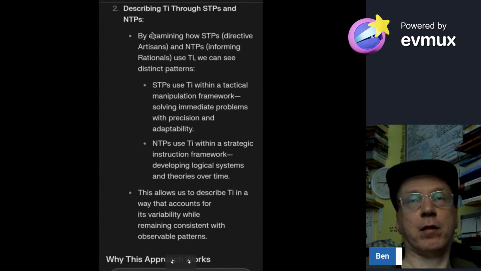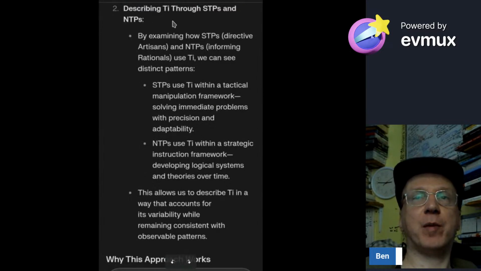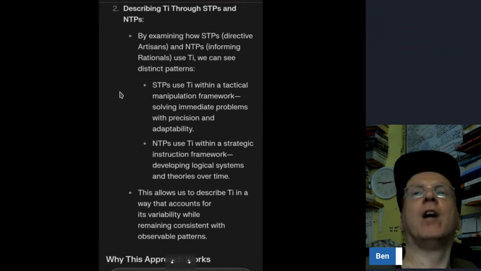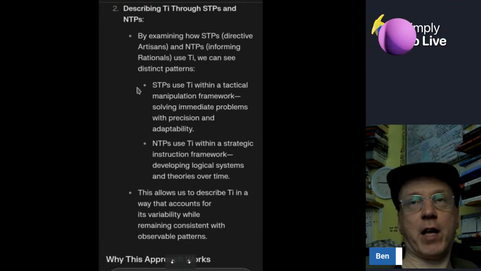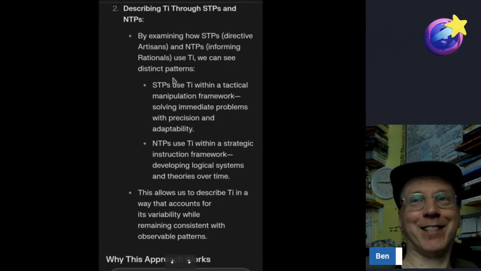Although we're validating the theory, describing TI through SDPs and NTPs, by examining how SDPs, directive artisans, and NTPs inform rationals. The NTPs are informing because of the NE. They don't really have a sense of direction at times.